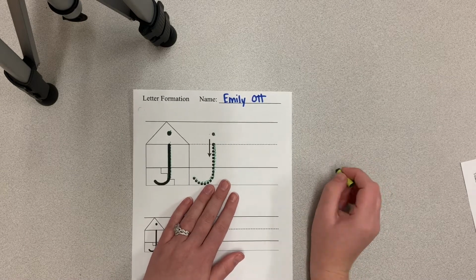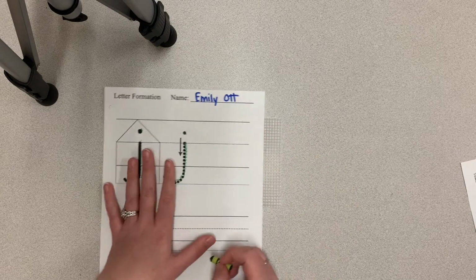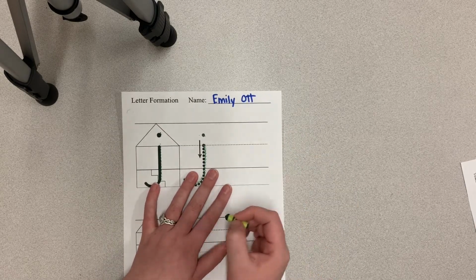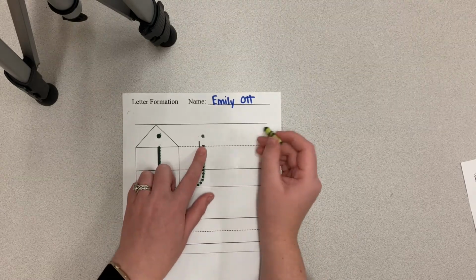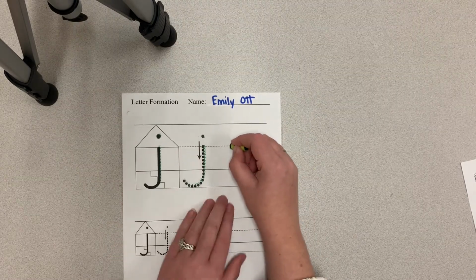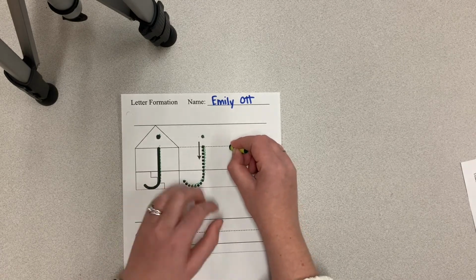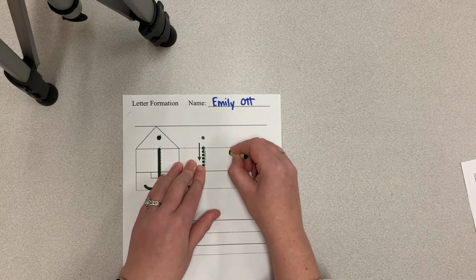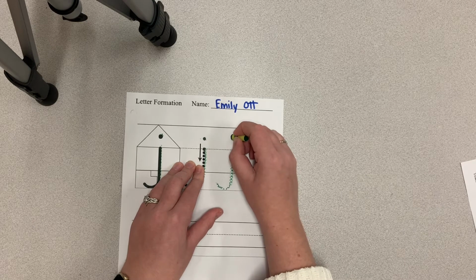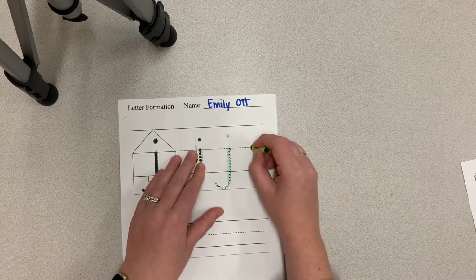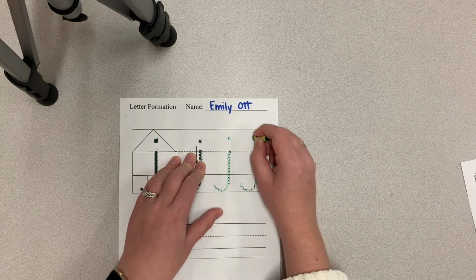Now be the boss of you. Make sure that you are starting where you're supposed to start. So before you just start writing, think to yourself, am I starting where I'm supposed to? You can look back at what you just drew. I know that I'm supposed to start on the dotted line, so I'm going to put my crayon there. And I know I'm supposed to go down all the way to this bottom line and then just up a little. J says J. One more time. J says J.